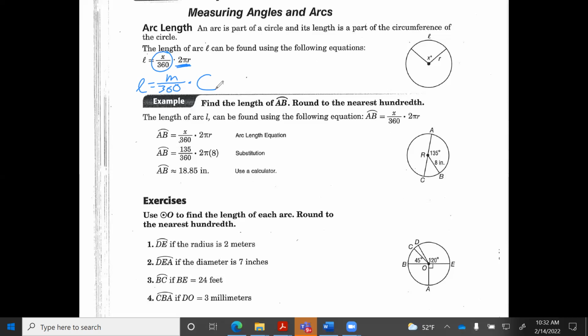So on here, they gave us, for the first example, 135 for the arc that we're looking at for AB. They said that the radius is 8. And then they just plug into the formula, and that's it. And then they simplify. And in this case, they actually asked us to round. And on all the questions on this paper, they're asking us to round. So we're just plugging into a calculator.